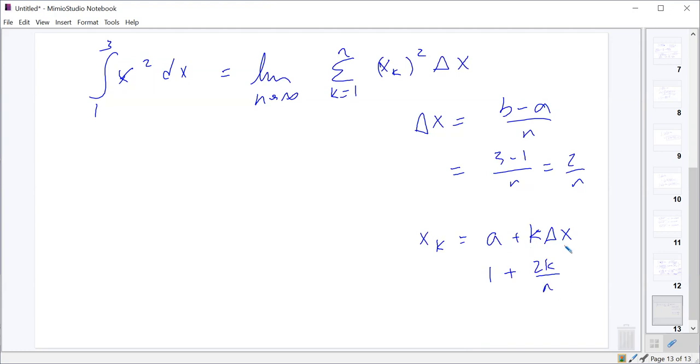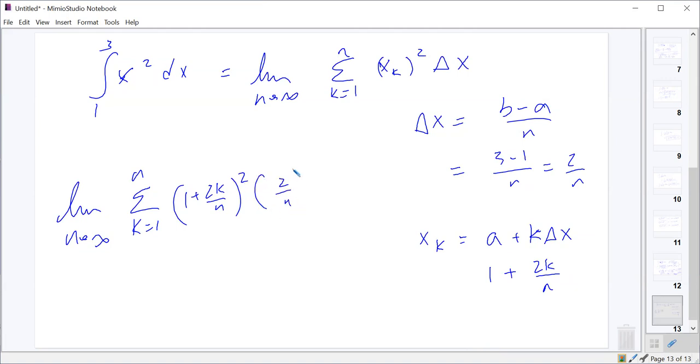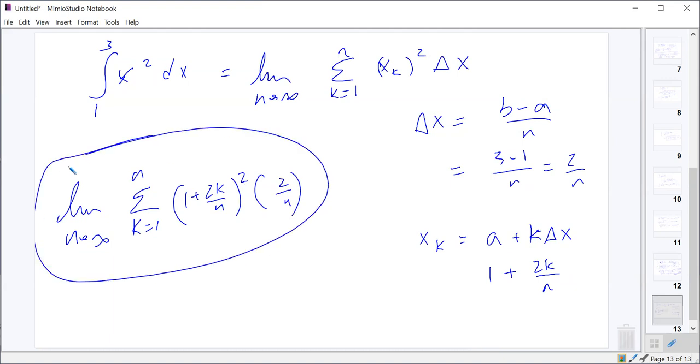And we end up rewriting this then as the limit as n approaches infinity of the sum from k equals 1 to n of x sub k, which was 1 plus 2k over n, squared, times delta x, which is 2 over n. And generally, this is all they'll ask you to do with it. They won't ask you to finish evaluating and solving it all the way out using the summation. They don't ever ask you to do that.